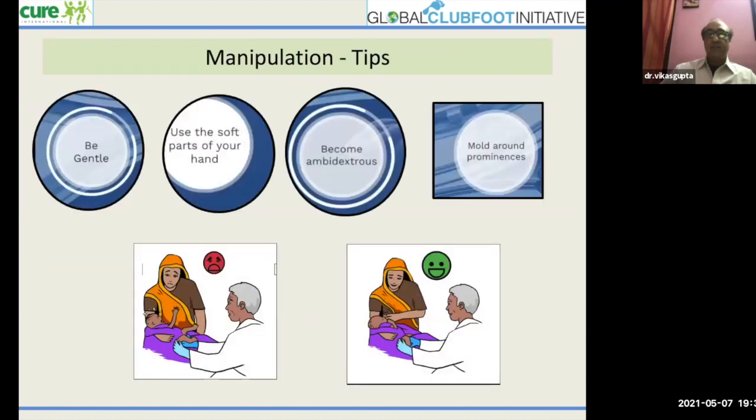Before we start with manipulation and casting, remember, the resident should be familiar with the pathoanatomy and the principle. But remember, he has to be gentle. He has to be as gentle as possible. Don't make the child cry. Use the soft parts of the hand, that is the base of the thumb, not the tips, which are hard. Become ambidextrous. Use both your hands and mold around the prominences.